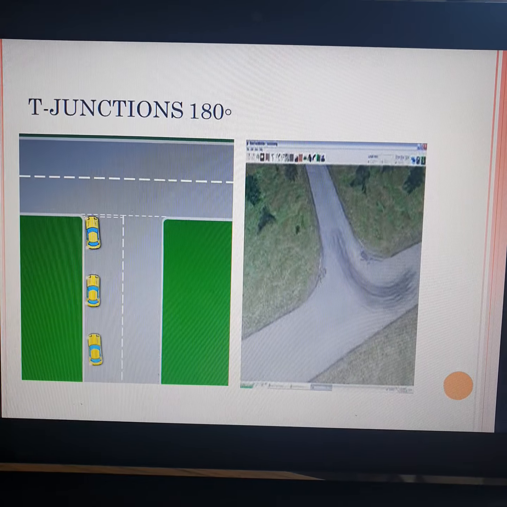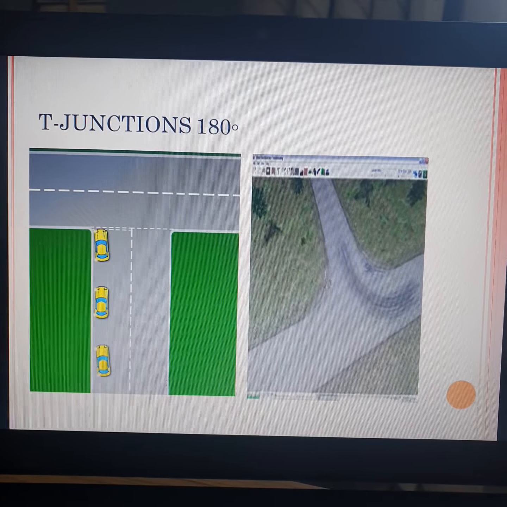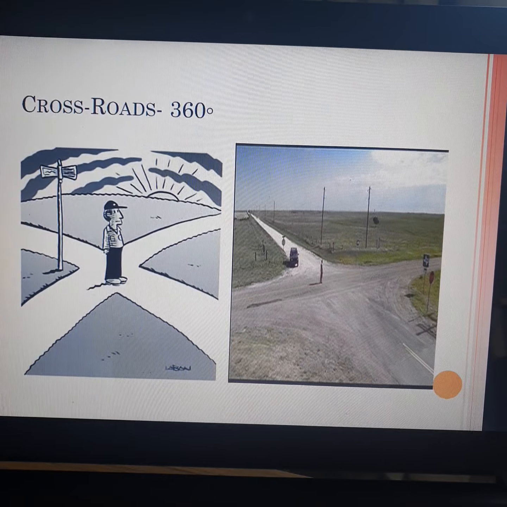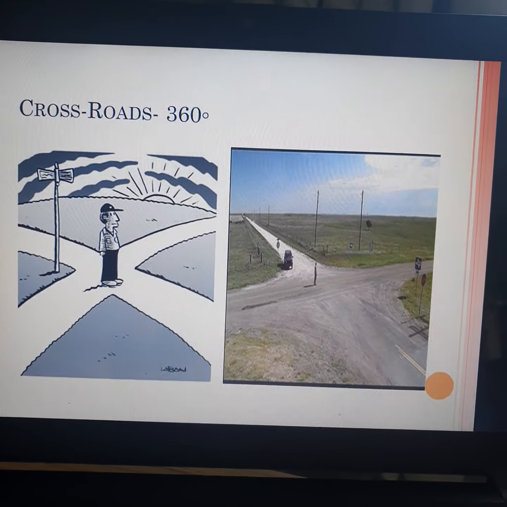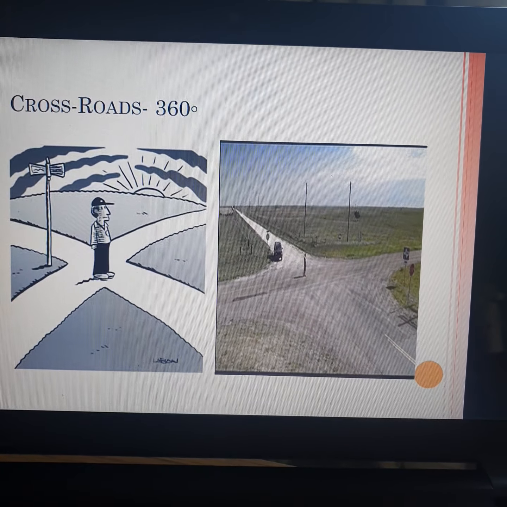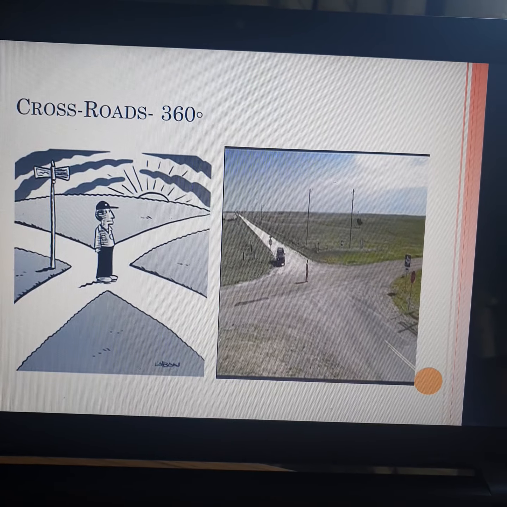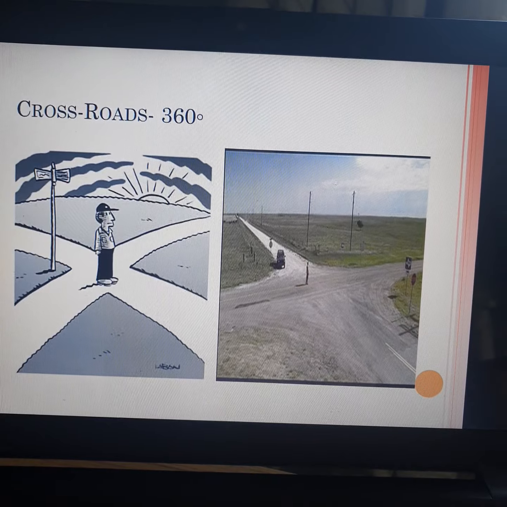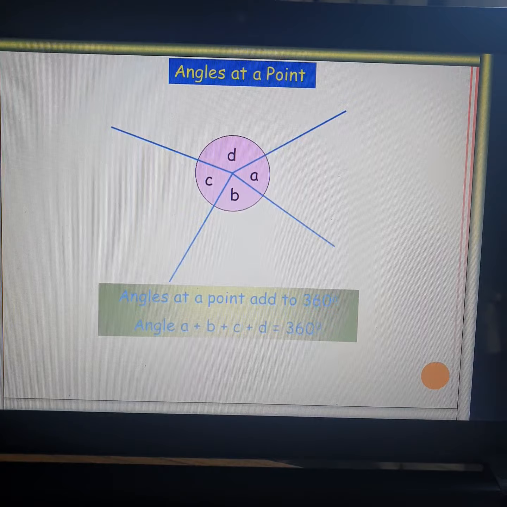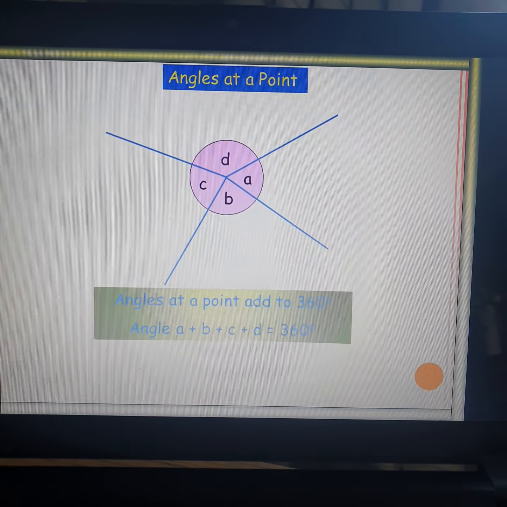So let's look at some real life straight lines, or angles on a line. We've got T-junctions that you meet if you're going in the car with your family members. We have angles at a point then, which form 360. So we've got crossroads, where you meet a road and have to stop and there are cars coming from either side, or you come across a pathway where there are four different paths, they create 360 degrees. So for angles at a point, we can say that A plus B plus C plus D equals 360 degrees.